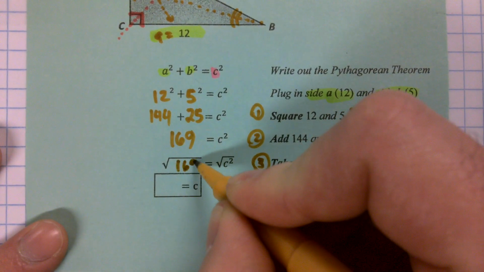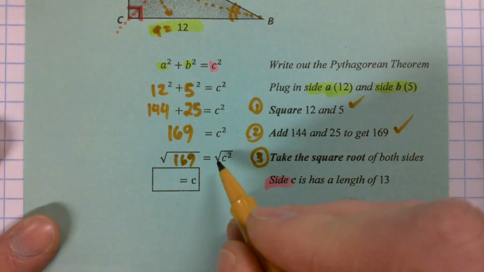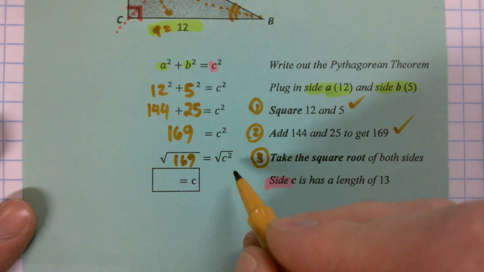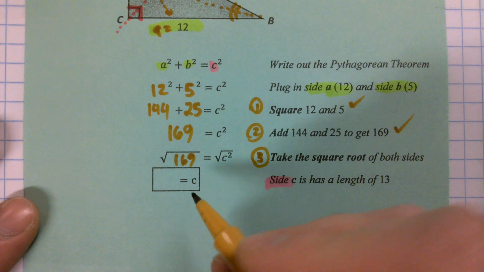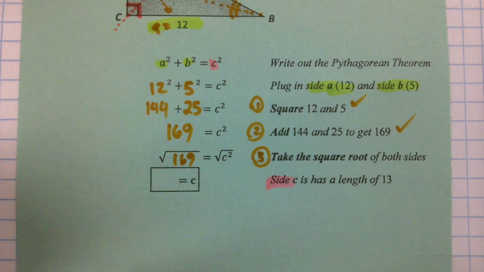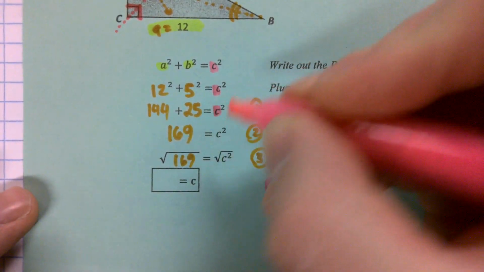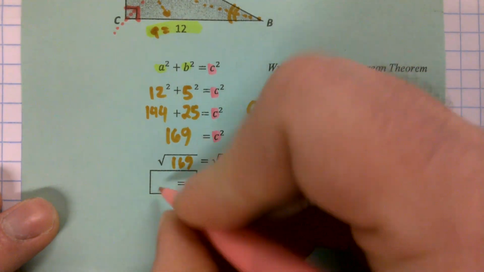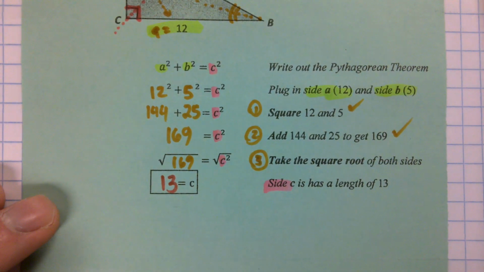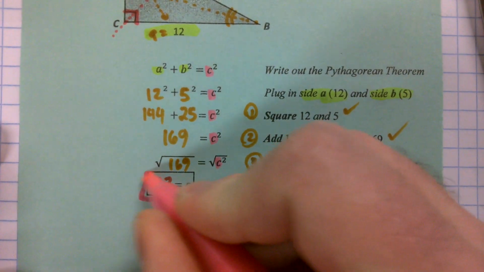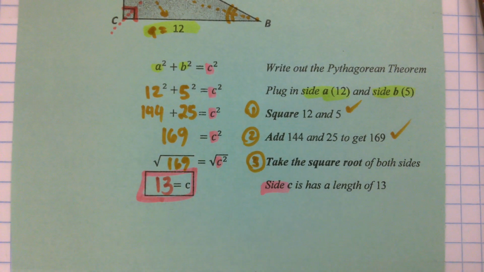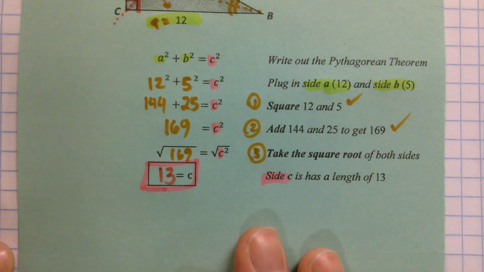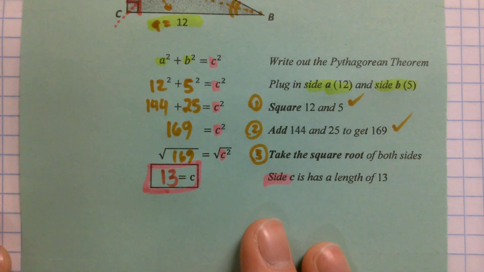If I take the square root of 169 and the square root of C squared, the square root of C squared just comes out to C. And what is the square root of 169? 13. It's a perfect square. We should know that. That's why we did the book it yesterday. C is equal to 13.